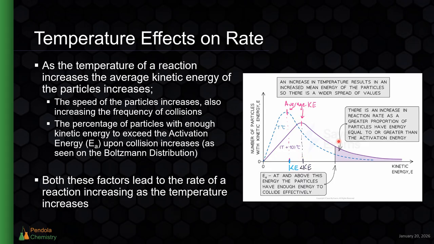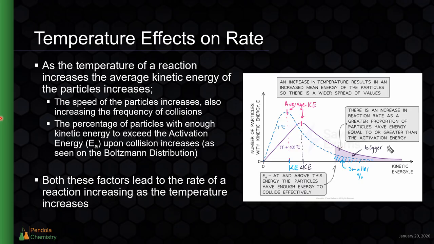If we look at the higher temperature Boltzmann distribution, you'll notice that if we look at the activation energy, there is a bigger area past that point than there is with the lower temperature. So if we look at the area past this line for the blue, that is a much smaller area, a much smaller percentage than the higher temperature, which is in purple. This is a bigger percentage.